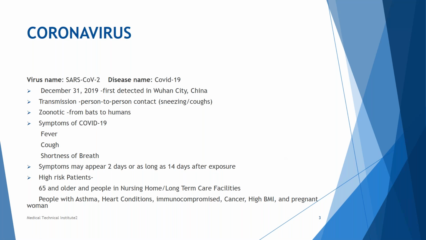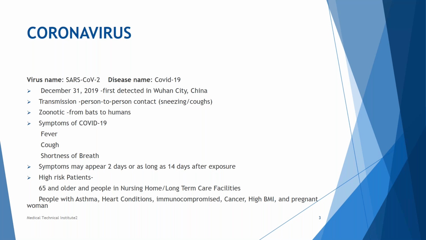Coronavirus. The virus name is SARS-CoV-2. The actual disease name is COVID-19. On December 31st, 2019, it was first detected in Wuhan City, China. The transmission was from person to person contact by way of sneezing and coughs. In the biology or medical world, it is zoonotic. It came from bats to humans.